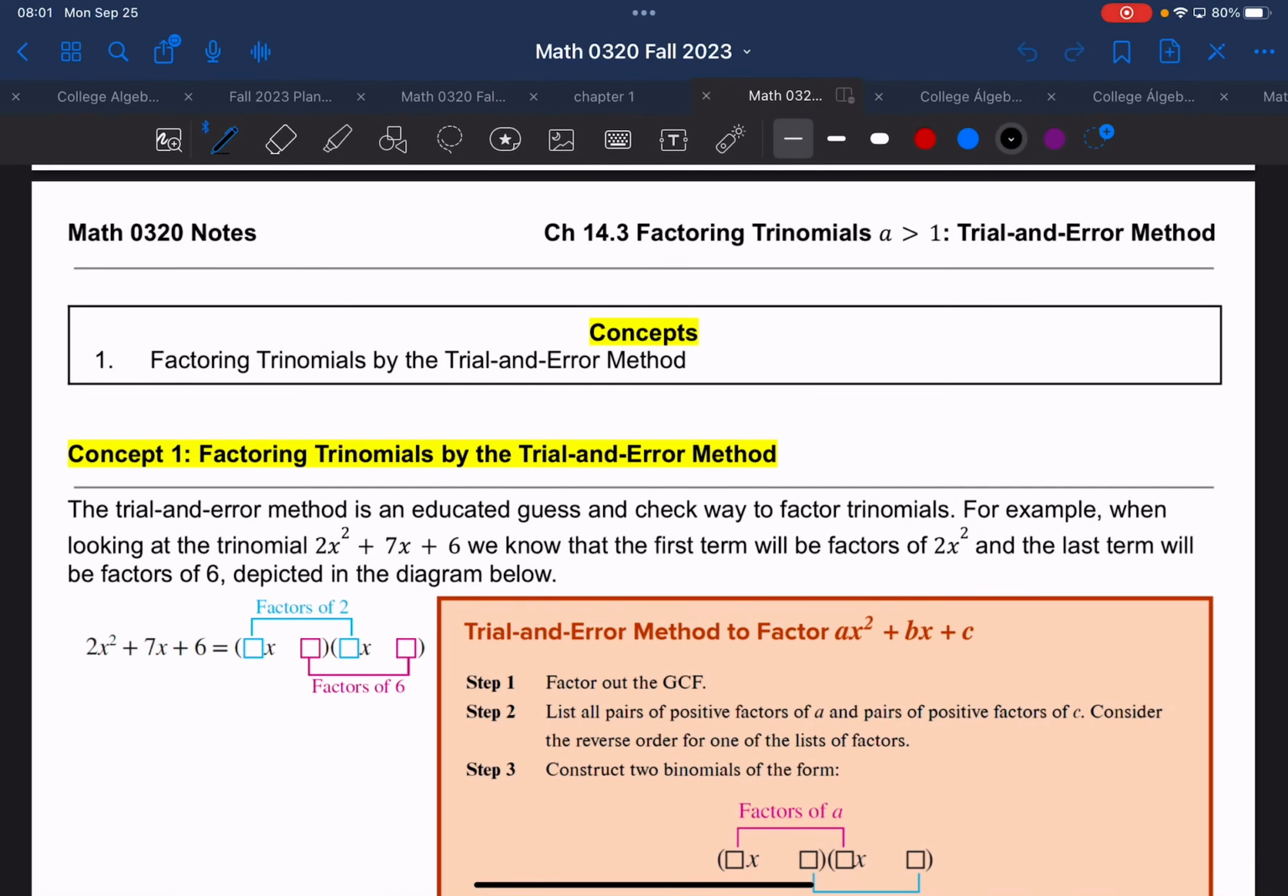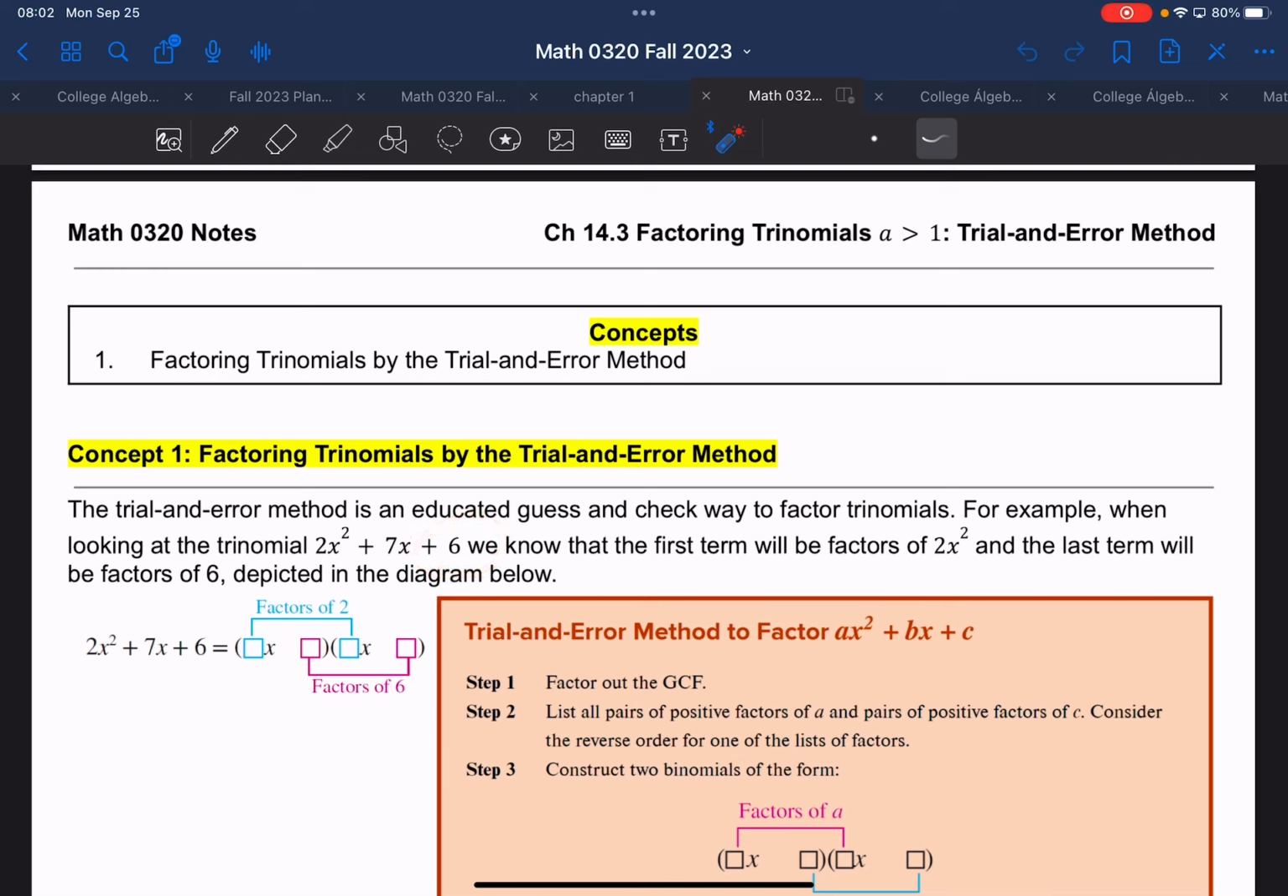Okay, so again, this is chapter 14.3, factoring trinomials where a is greater than 1, the trial and error method. The trial and error method is pretty much an educated guess and check method. What we're doing here is we're given a trinomial. In this example, we're given the trinomial 2x squared plus 7x plus 6. And we know that the first term, this 2x squared, is going to have factors of 2, and that last term, 6, is going to have factors of 6.